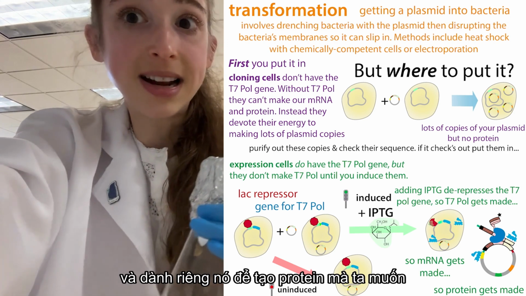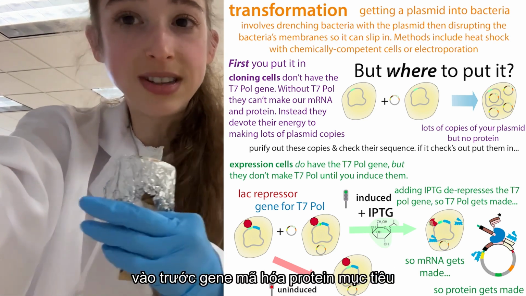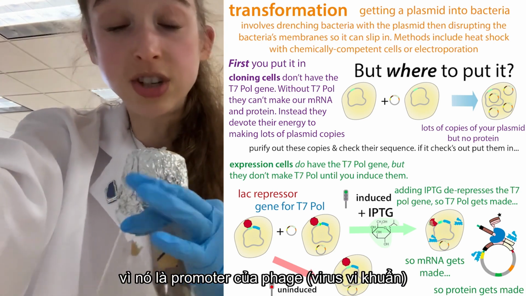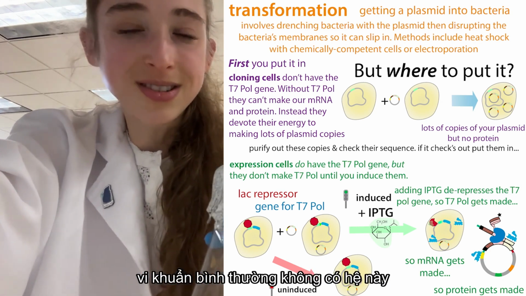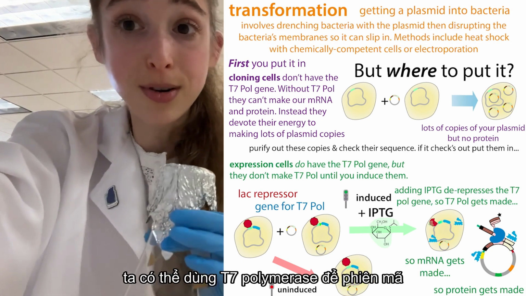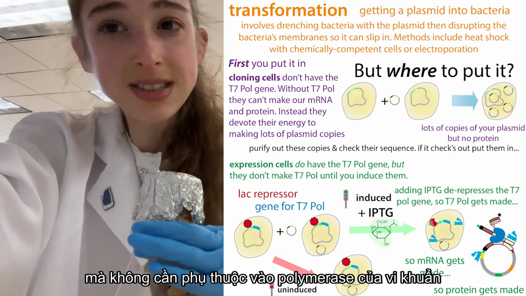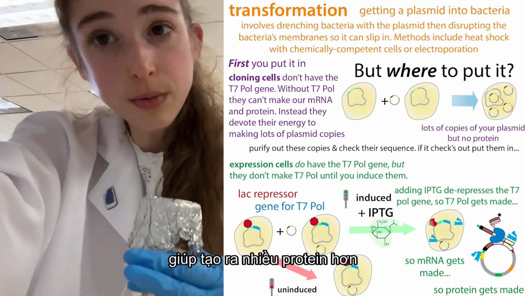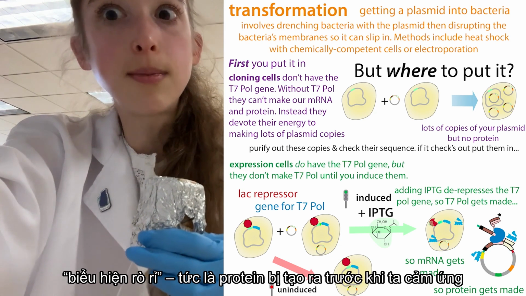And so we get them to dedicate that new polymerase that we have them make to making a protein that we want, by sticking the T7 promoter in front of the gene for our protein of interest, but not in front of anything else, because it's this phage promoter. So it's basically from a bacterial virus. And so the bacteria don't normally have that promoter in front of their own genes. By putting it in front of the gene that we want, we're able to use the T7 polymerase instead of the bacterial polymerase, and so we don't have to compete with the bacterial one. So we get them to make even more of it.